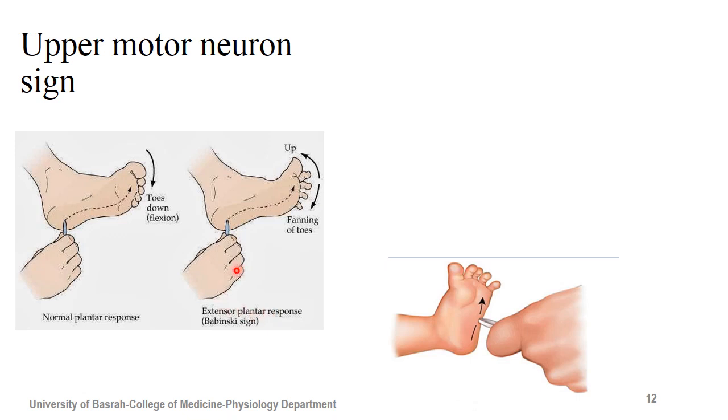How can we perform this reflex? شلون نسوي هذا الرفلكس إحنا؟ We'll start by performing a scratching. Take a blunt sharp object, for example the key. ناخذ المفتاح ونسوي scratching in the lateral aspect of the sole.